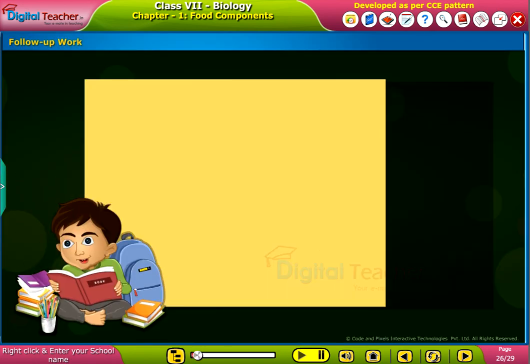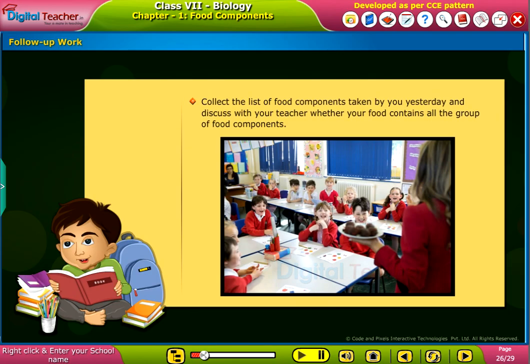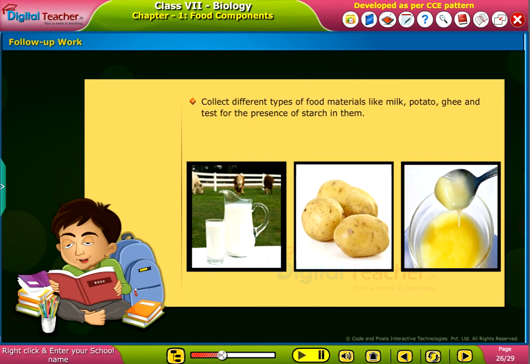Follow-up work. Take up the following activities. Collect the list of food components taken by you yesterday and discuss with your teacher whether your food contains all the group of food components. Collect different types of food materials like milk, potato, ghee, and test for the presence of starch in them.